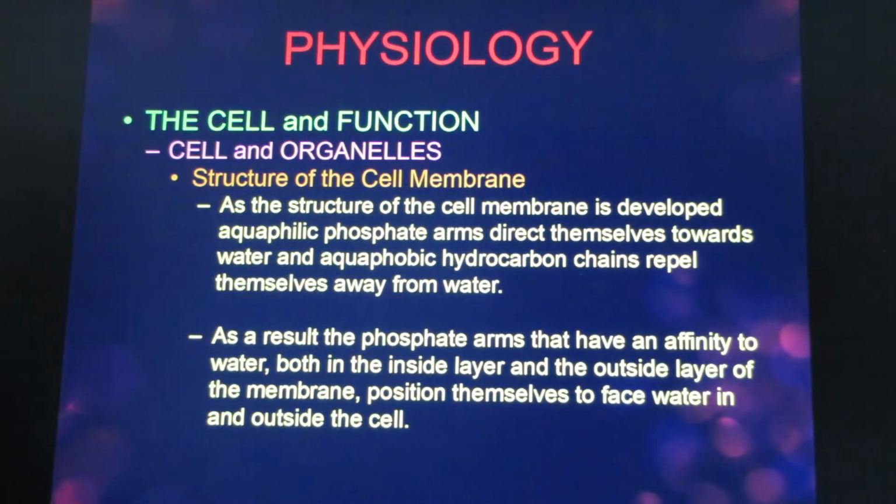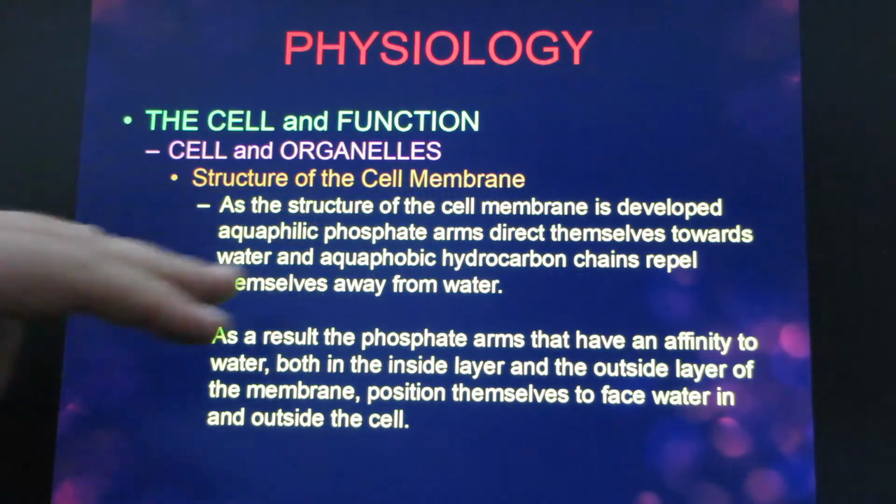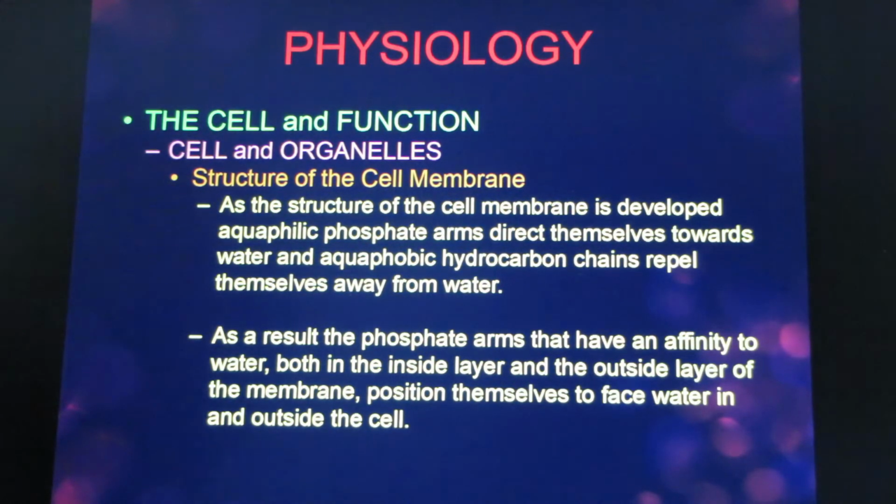As the structure of the cell membrane is developed, aquaphilic phosphate arms direct themselves towards water, and aquaphobic hydrocarbon chains repel themselves away from water. Aquaphilic means loving water, liking water, and aquaphobic, as I said, doesn't like water. As a result, the phosphate arms that have an affinity to water, both in the inside layer and the outside layer of the membrane, position themselves to face water in and outside the cell.